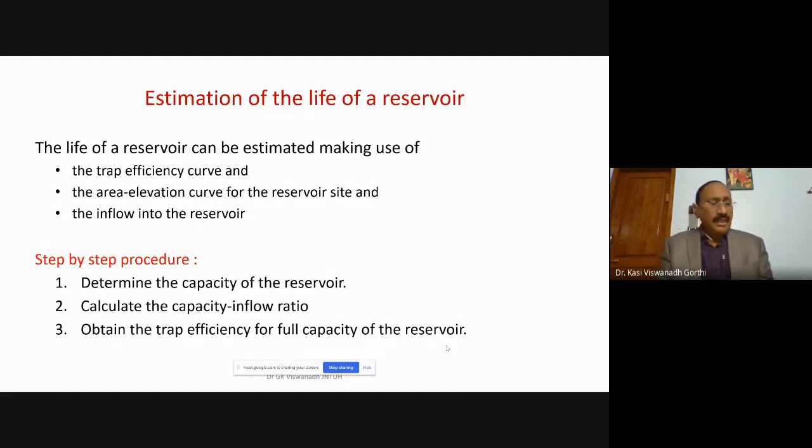Then the inflow into the reservoir may be a variable parameter, which may be taken on an average of 30 years or 40 years of the reservoir life. Sometimes if the data is not available, it will be limited to a lesser number of years also.